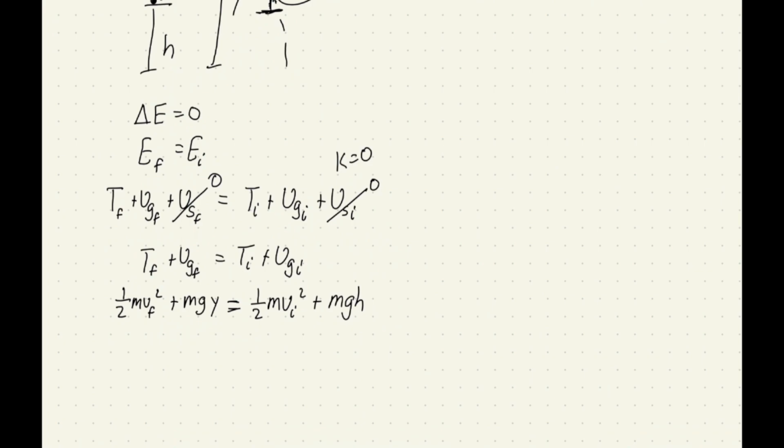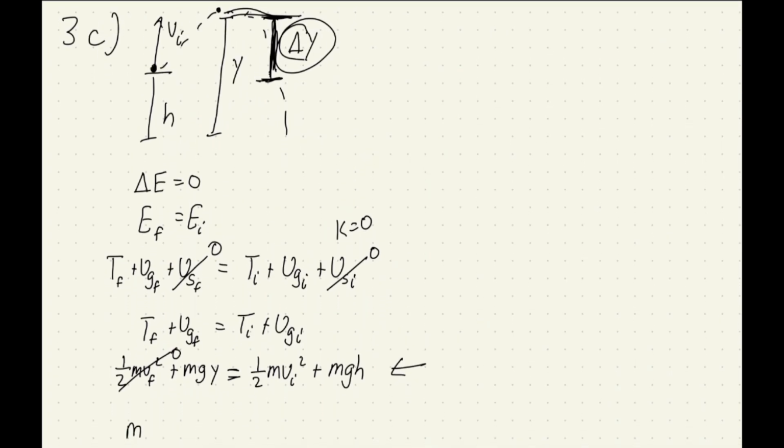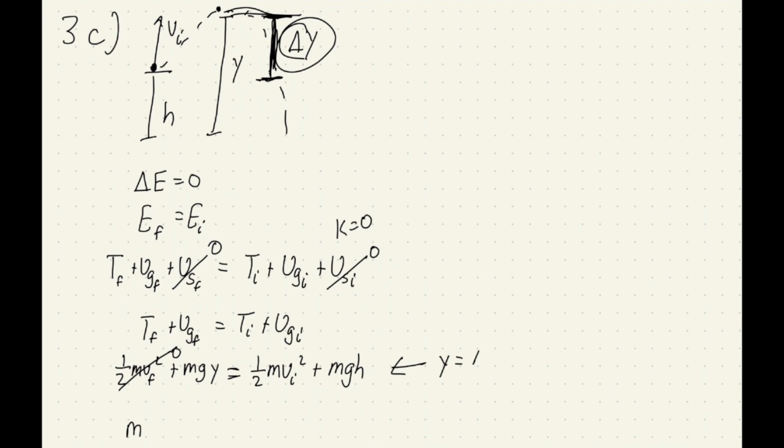Okay, last thing to do is to start plugging in some zeros. I know at the top of the motion, my final velocity is going to be 0, so that goes away. And I know something about my mgy term. Just from the picture that I drew up there, I know that y is equal to delta y plus h. So here's my y, that total distance is equal to delta y plus h.